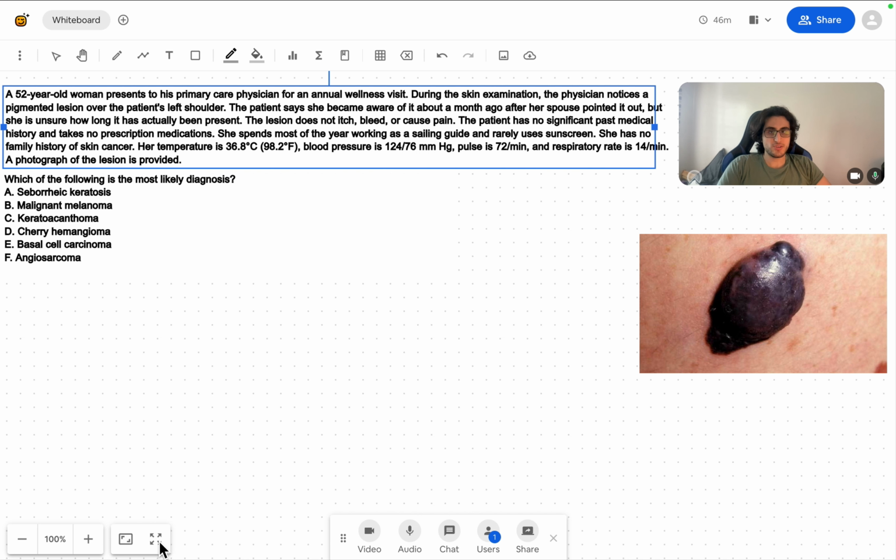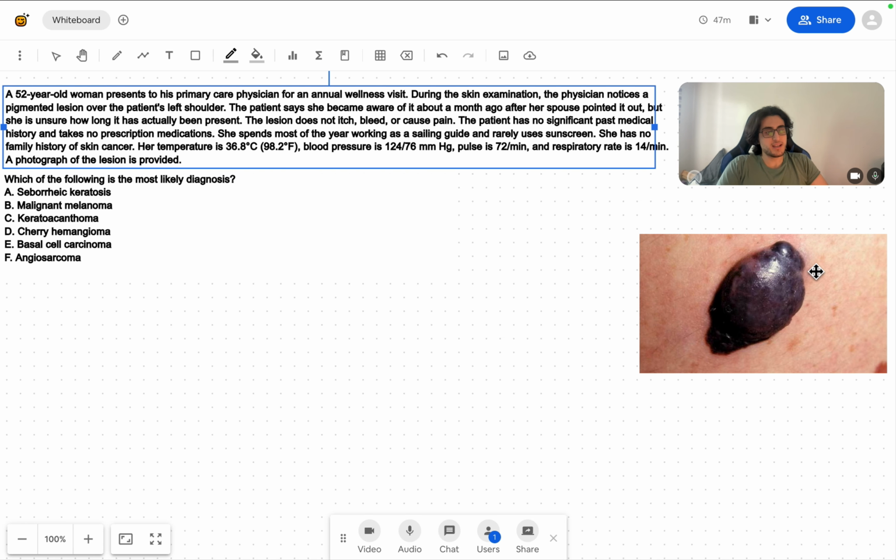So for this question, I would like to use the process of elimination, starting with A. Seborrheic keratosis. This is not similar to what we have here. So with A, we usually see benign pigmented lesions. They're usually not nodular and they're velvety and greasy. So they have a greasy surface. So we don't see something like this.